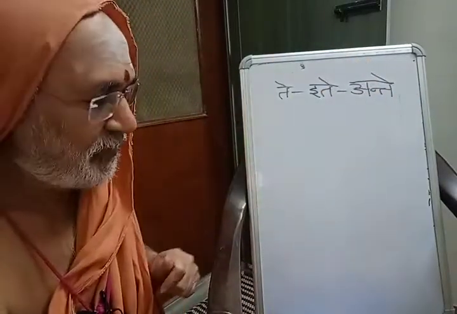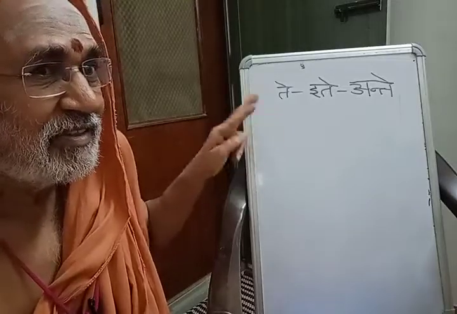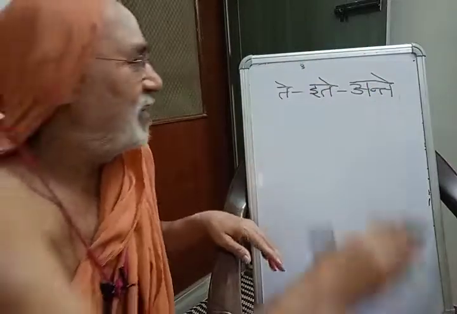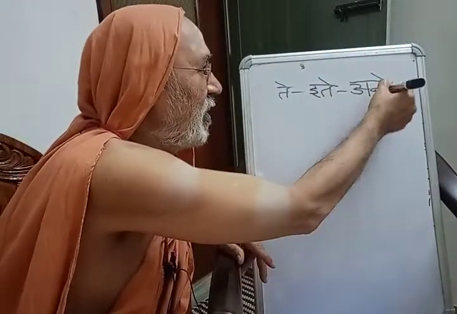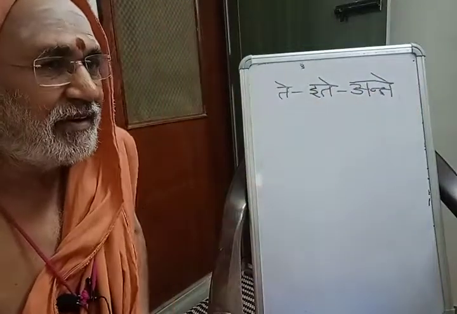Earlier, the Parasmaipada suffixes were Ti, Tas, Anti. Here they are Te, Ite, Ante. See, it has changed. Now, the others are also there, but incomplete. I am not giving them now; we will learn later.